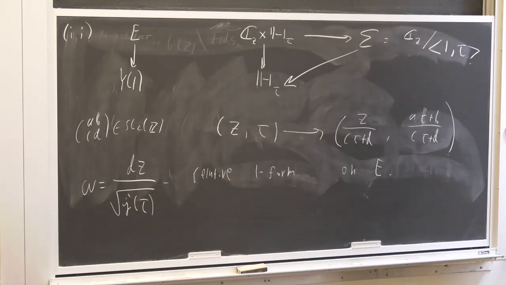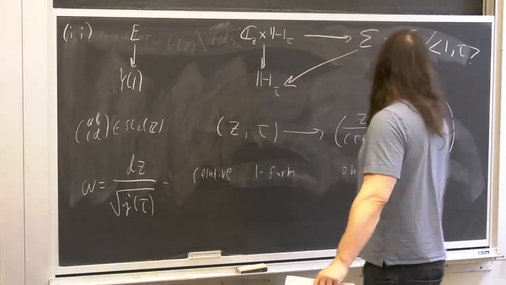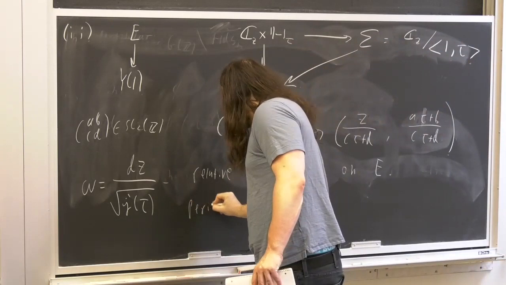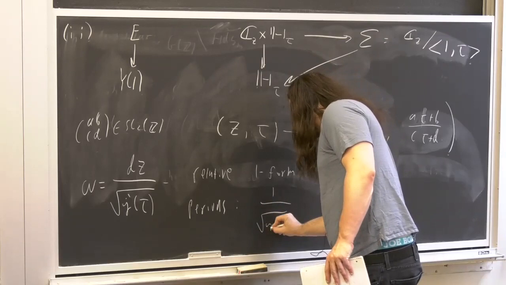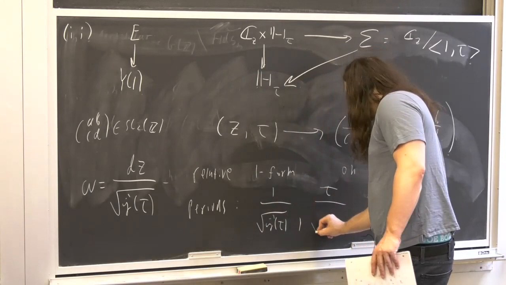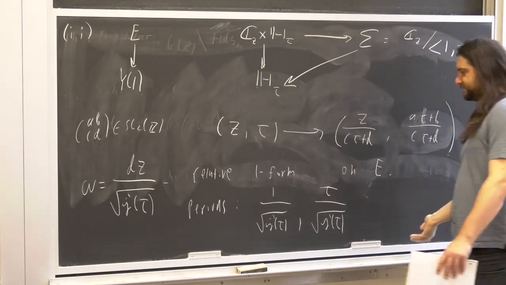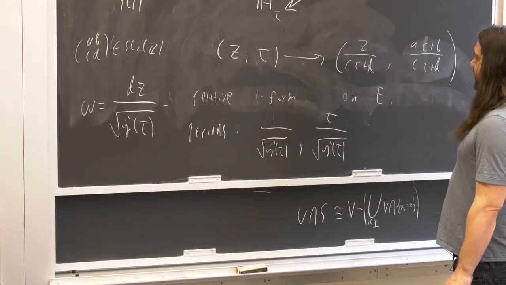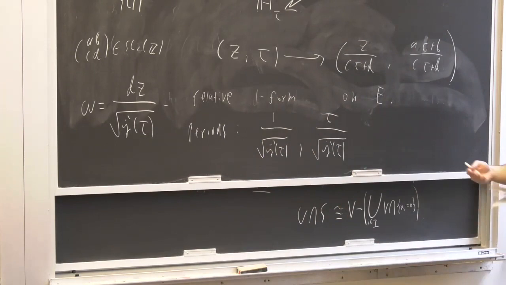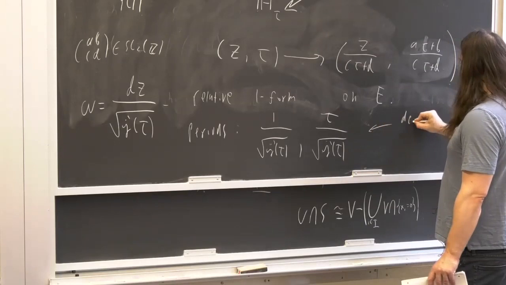Now its periods are very easy to figure out because we're just integrating along 1 and tau. So the periods are given by 1 over root j prime of tau and tau over root j prime of tau, and integer linear combinations of them. The periods being definable amounts to both of these being definable on the fundamental set, which you have because j is definable. Once you have j definable, so is j prime.